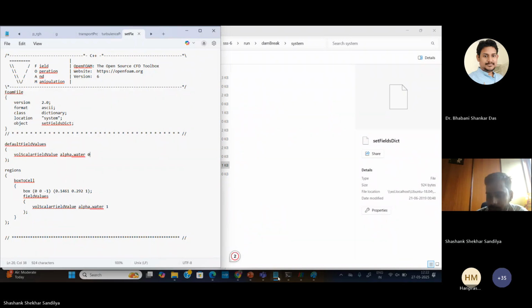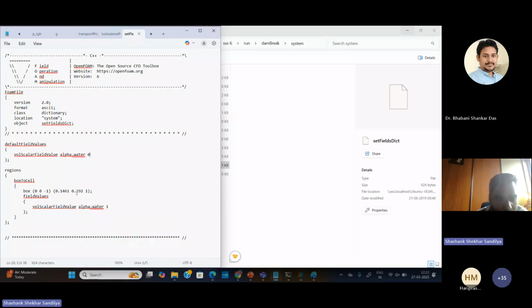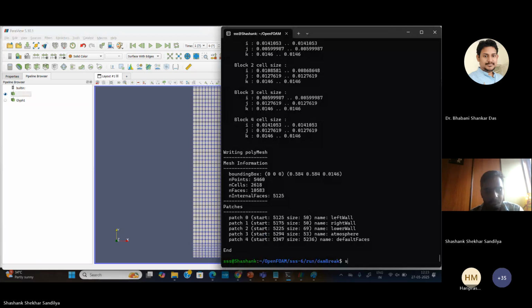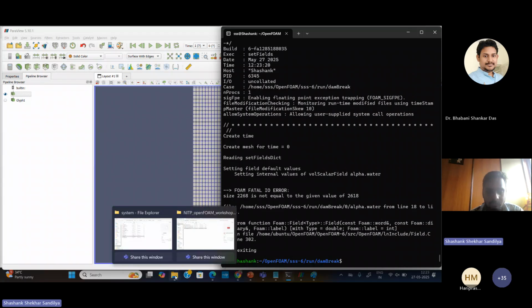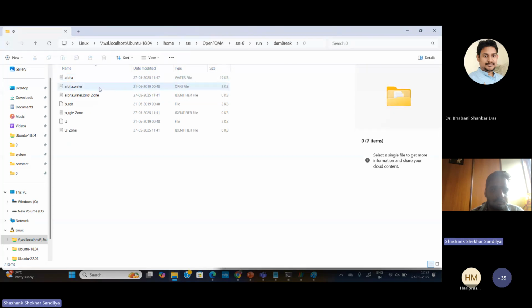So before, sir, this is our case. We haven't executed the setFields command yet. So we haven't defined any setFields. We have just meshed it, created the mesh. Suppose I want to increase the height of this. Earlier we have seen that the height of the water column is 0.298. I have a domain of 0.5, more than 0.5. Suppose we have changed this. So now if we run setFields, okay, it is already there. So we have to remove that. Previous files are already there.